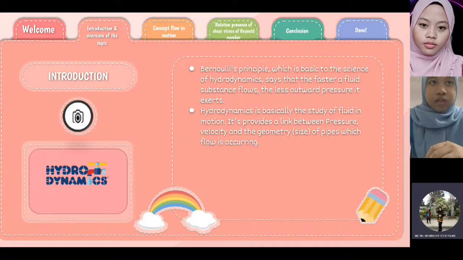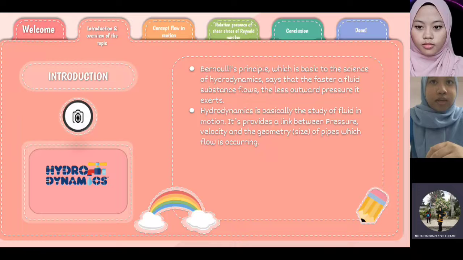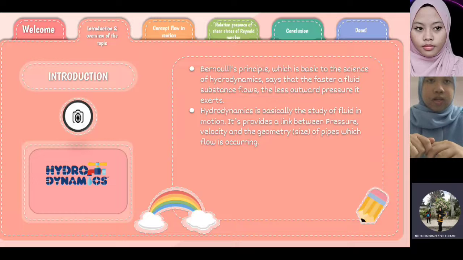Okay, we go to introduction about hydrodynamic. What is hydrodynamic? Hydrodynamic is basically the study of fluid in motion. It provides a link between pressure, velocity, and the geometry, which is the size of the pipe in which flow is occurring. In addition, Bernoulli principle, which is basic to the science of hydrodynamics, says that the faster a fluid substance flows, the less outward pressure is exerted.